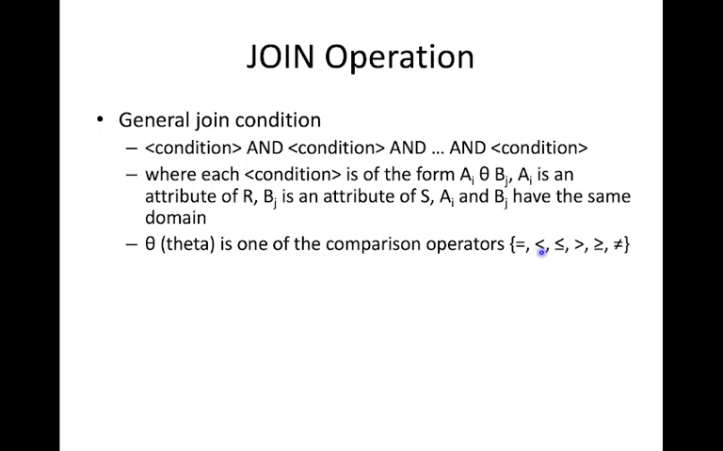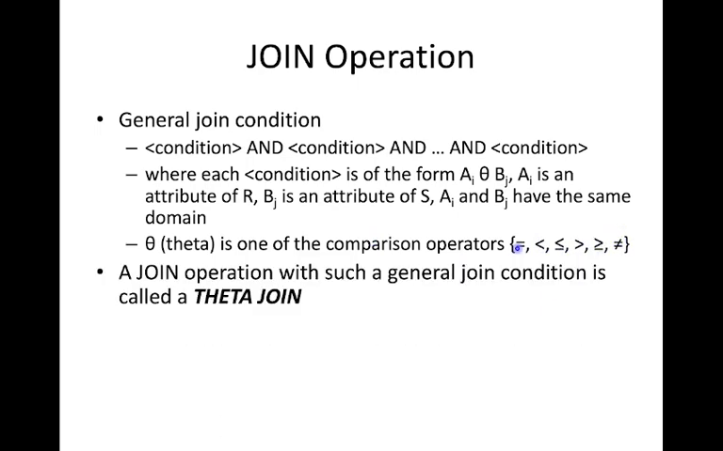In the previous two examples, we have seen that we are using the equal to operator. But it can be any comparison operator like less than or equal to, greater than, not equal to, greater than or equal to. So we can use any kind of operator. A join operation with such a join condition is called theta join. Since theta can be any operator, it is known as theta join.